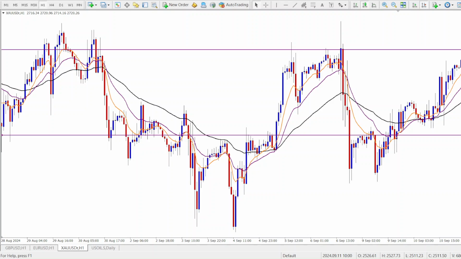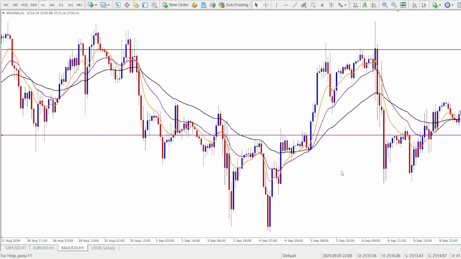Now you can also combine with candlestick patterns. When you find candlestick patterns, they can also serve as additional confirmation. And also you can use other indicators for additional confirmation as well.